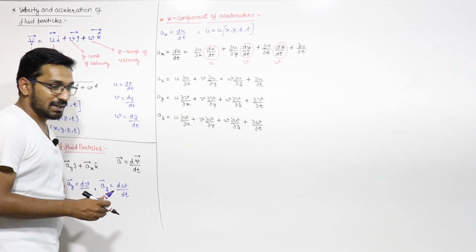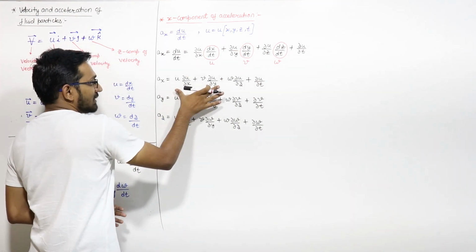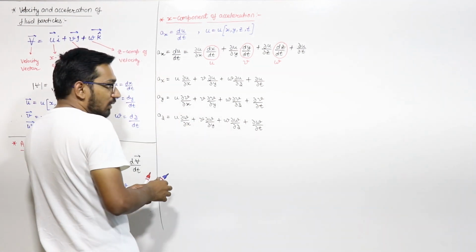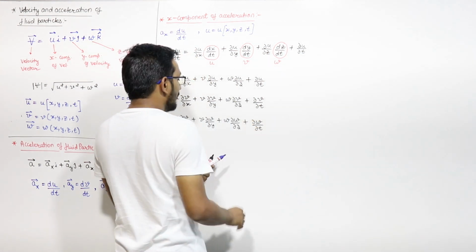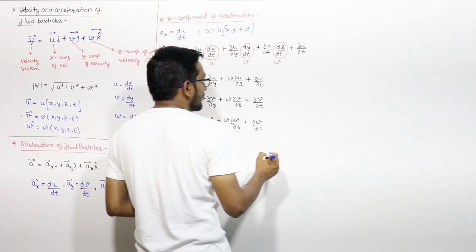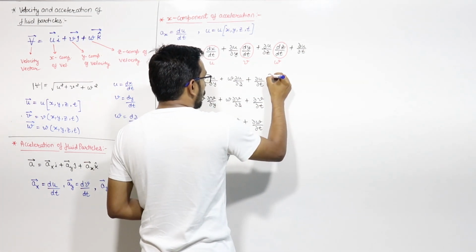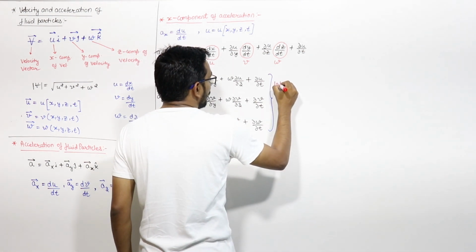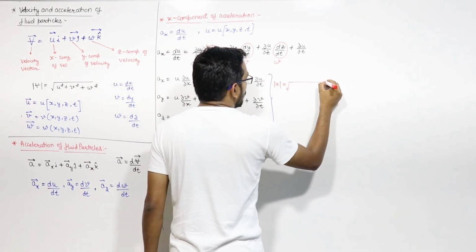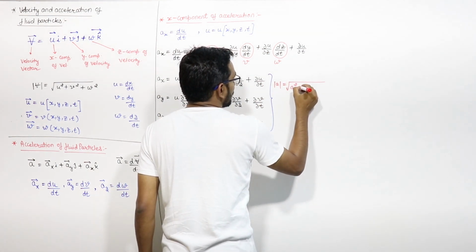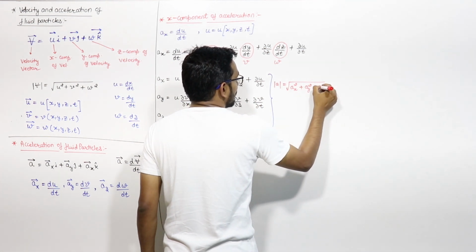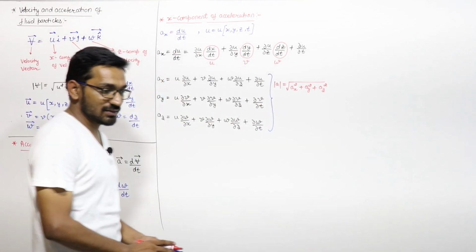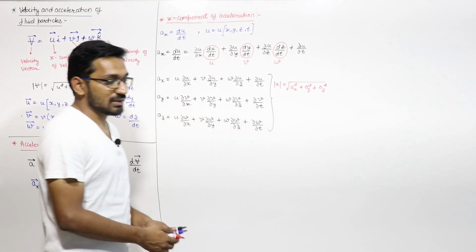So you can see from here the x component, y component and z component, and if you know all these three, then you can easily calculate the total acceleration. The magnitude of the total acceleration will be equal to the square root of the x component squared plus the y component squared plus the z component squared. This is the total acceleration.